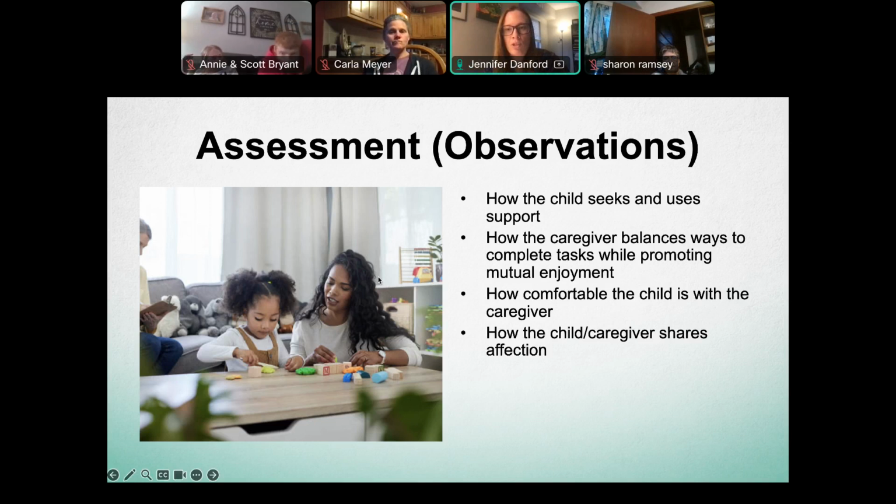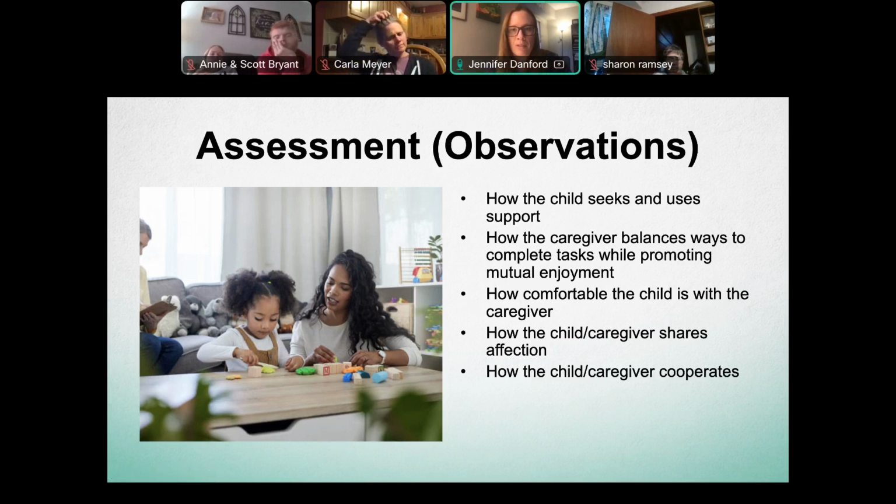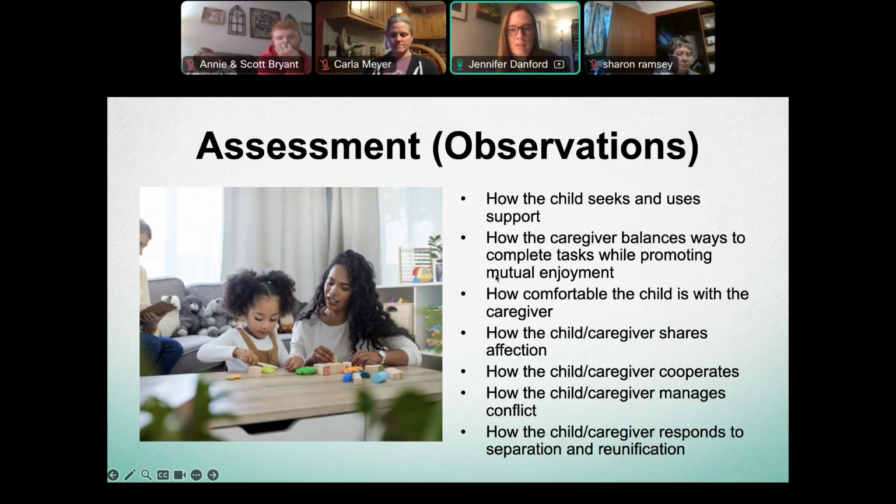How the child and caregivers share affection, like what is their preference there? Are they overly clingy and need 17 hugs every hour? Or are they not an affectionate child at all? How they cooperate, are they able to cooperate with their siblings? Or is it like their way and then it's just a big fight and then the game is over? How they manage conflict, and then how they respond to separation and reunification. How do they do when you drop them off at school or at daycare and then pick them up?